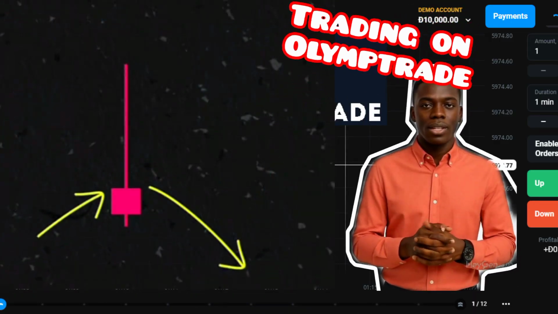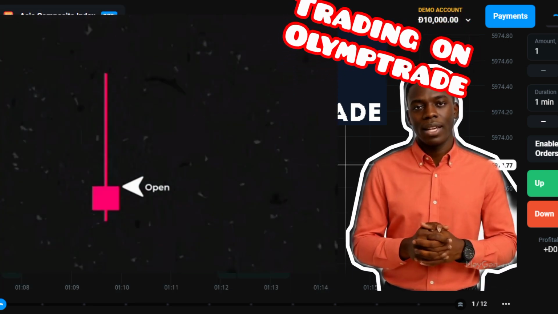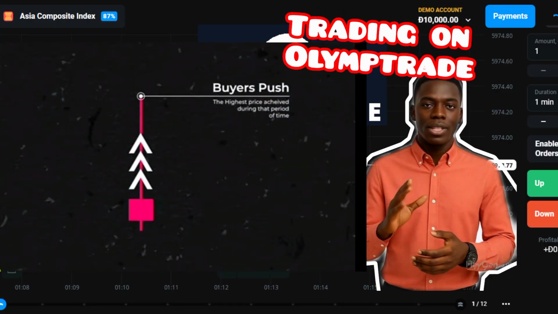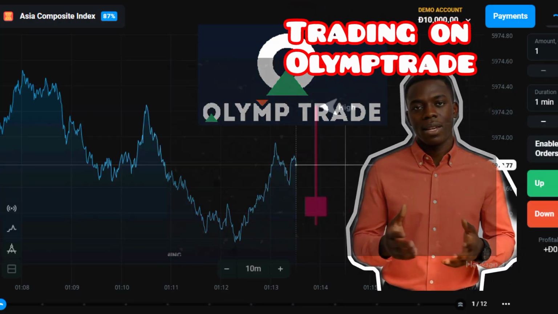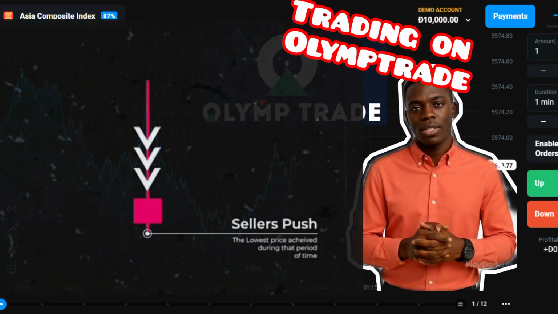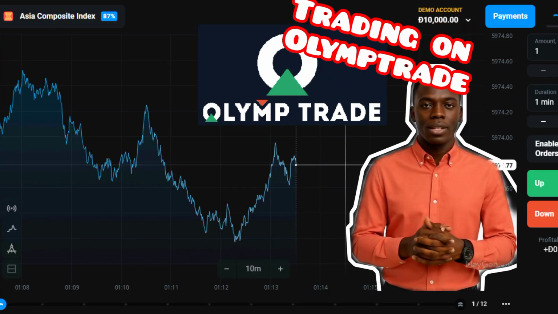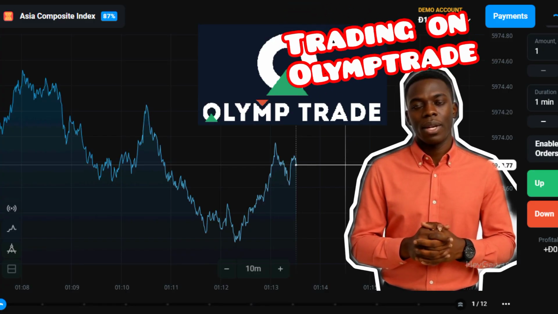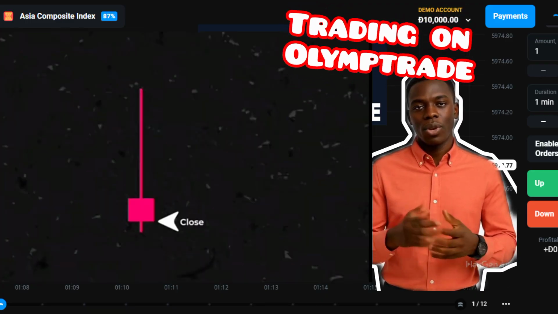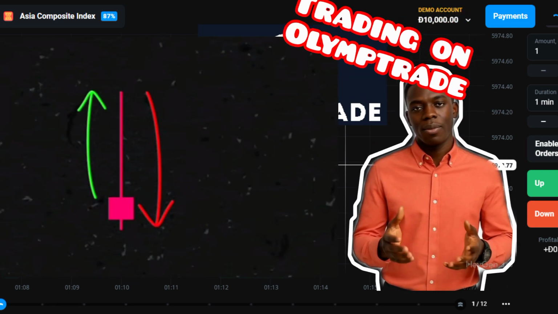The psychology behind this pattern is very simple. The price opened here and the buyers started to move the market upwards. They covered some distance and created this high. The sellers then got into the mood and pushed the price downwards, crossing below the opening price. The sellers kept pushing the price down and the candle closed near its low. This indicates that the sellers have gained the advantage over the buyers.